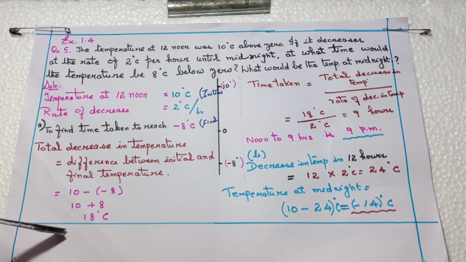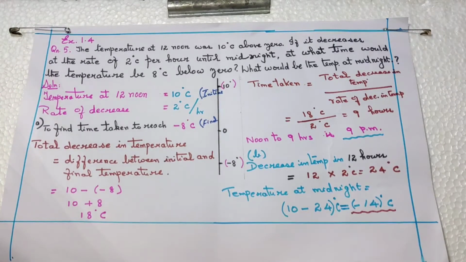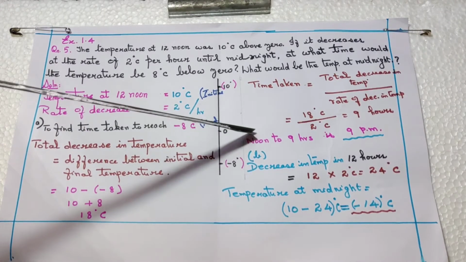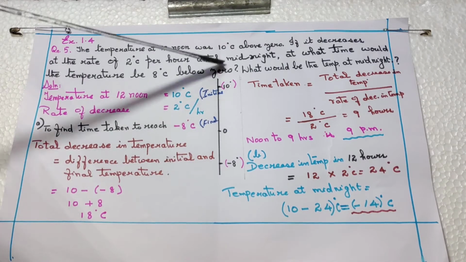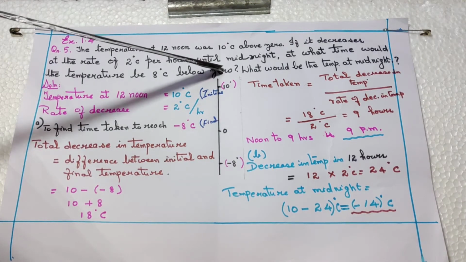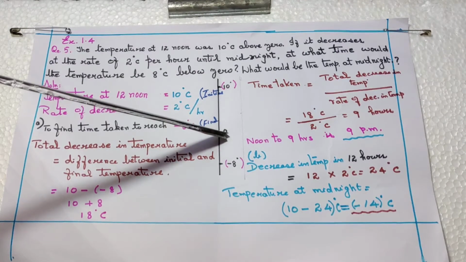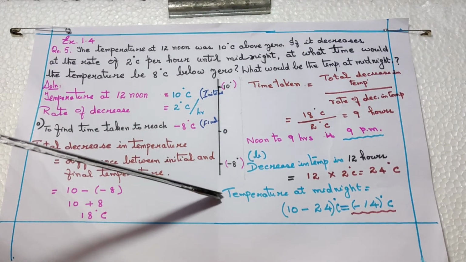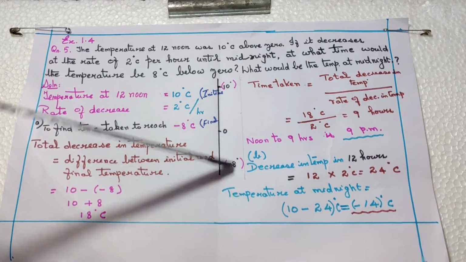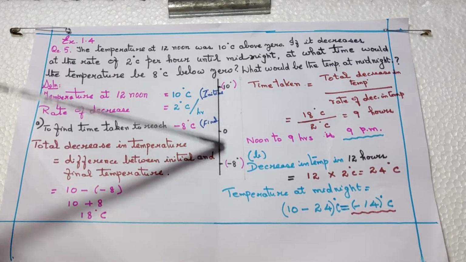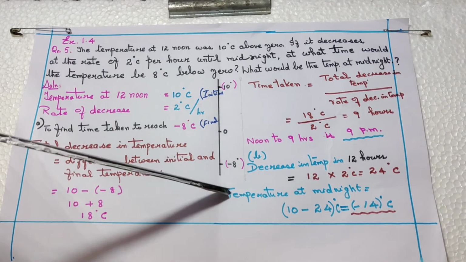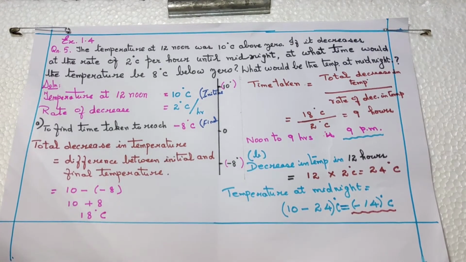Children, here we use the formula method, that is difference. Even you can think about it logically, say this is the 0 level. And above 0, it is 10 degrees. Here from 10 to 0, it decreases 10 degrees, and from 0 to below, this side is minus 8. So 10 here, 8 here, totally 18. Okay. Now, we got the total decrease in temperature.